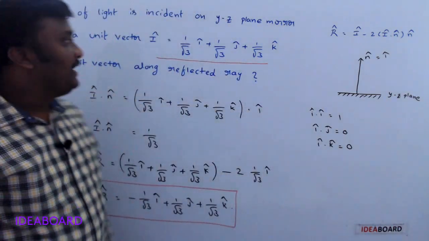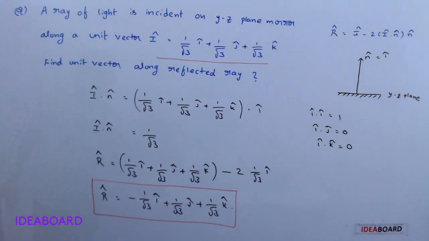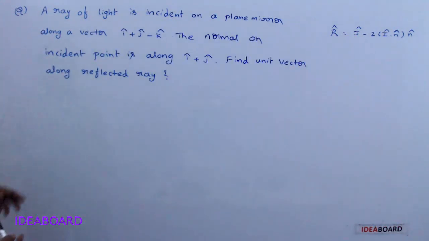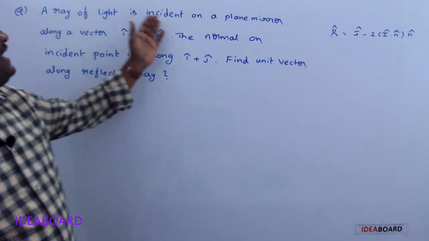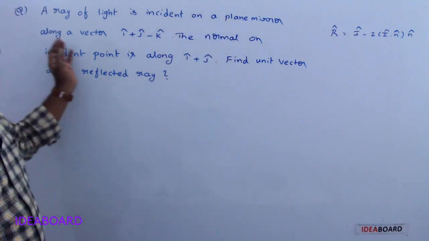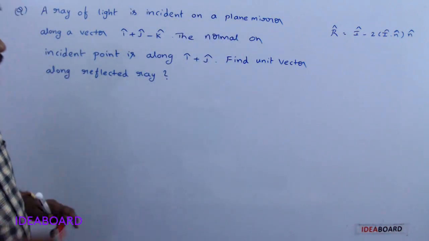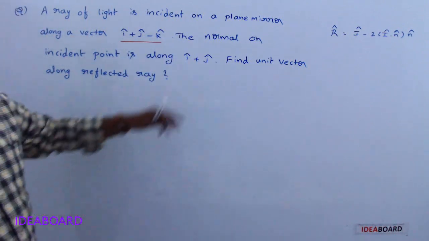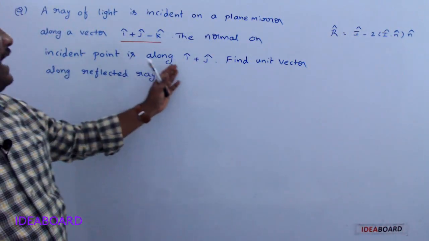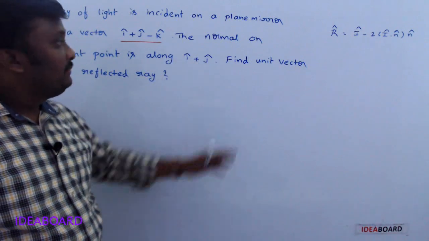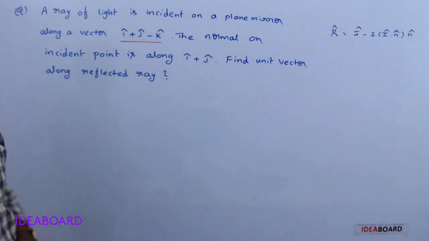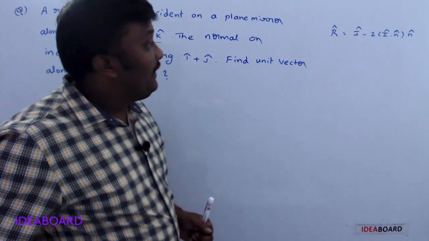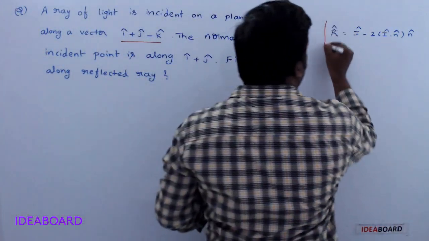Okay, can you try the next numerical? Please write it down. The next numerical is: a ray of light is incident on a plane mirror along a vector i cap plus j cap minus k cap. The normal at the incident point is along i cap plus j cap. Find the unit vector along the reflected ray. Find the unit vector along the reflected ray means again the same formula.